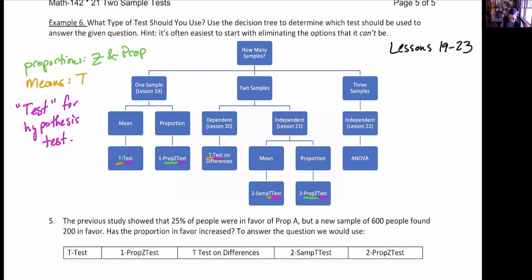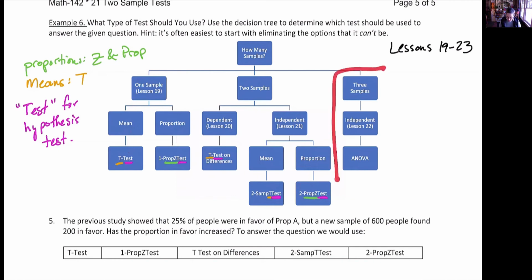What we're doing today, we have 2 samples. And they're independent because Delta and American are 2 separate airlines. And we did proportions for both of those. So we were using 2 prop Z tests. Okay, and lesson 19, means versus proportions, tells you which test to use.